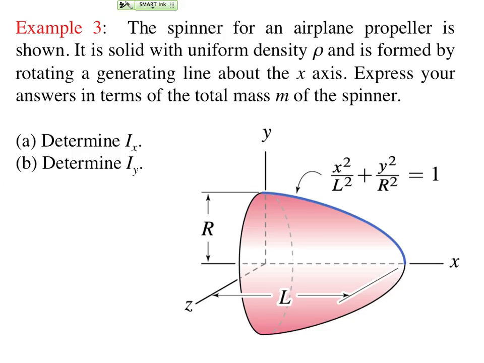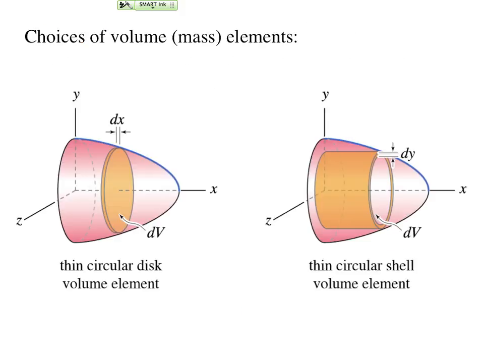Here in example 3, we have a more complicated problem. We have a spinner for an airplane propeller. It is solid with uniform density rho and is formed by rotating a generating curve about the x-axis. We want to determine the mass moments Ix and Iy and express the results in terms of the total mass m of the spinner. As shown in slide 12, there are two natural choices for volume elements, and in this case I'll choose the circular disk element, which means I'll be integrating over x. If you like, you can try to reproduce the results later with the thin cylindrical shell volume element and integrals over y.